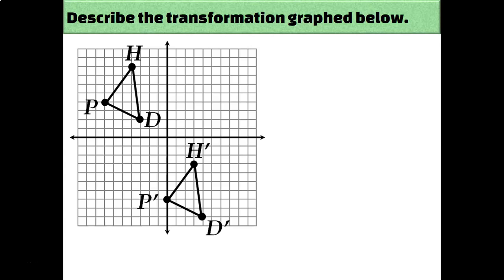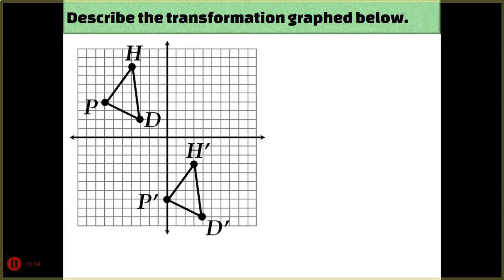This time I see that the pre-image and the image are in the exact same orientation. P and P prime are both on the left, H and H prime are both on the top, D and D prime are both on the bottom. This is looking like a translation. And I can confirm that by connecting my corresponding vertices. P to P prime, D to D prime, H to H prime. Those lines are parallel and they're the same length, so each of my pre-image coordinates moved the same distance and the same direction to arrive at the image.